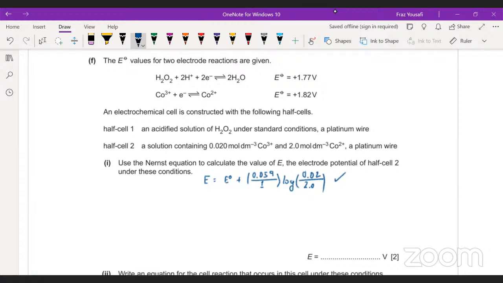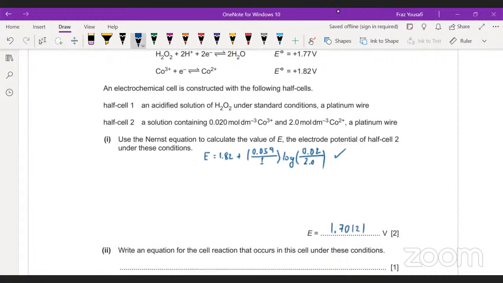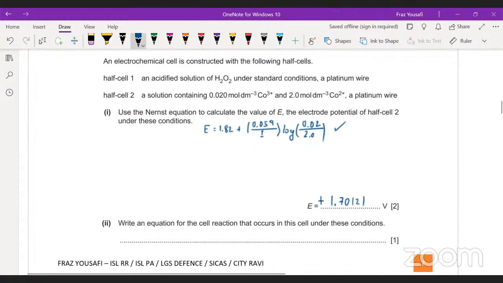Now, once you've set that Nernst equation up, and sorry, this should have been 1.82. So when you set all of this up and you solve accordingly using your Nernst equation, your answer should come out to be 1.702 volts positive again.